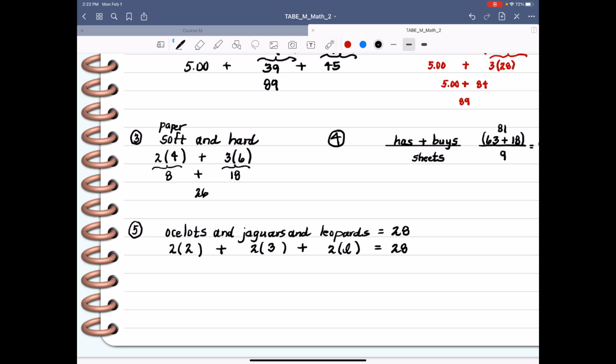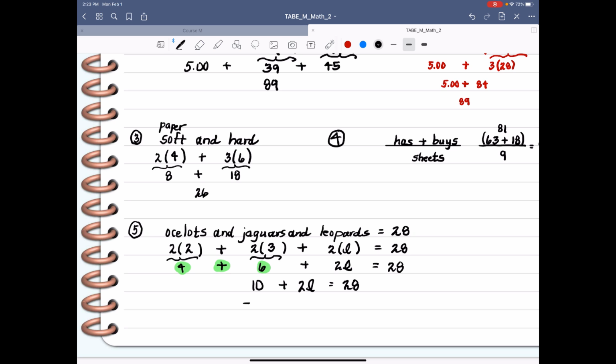So we're setting up an algebra equation here. We have 2 times 2, which is 4. We have 2 times 3, which is 6. And then we have 2 times L. And all of that equals 28. And then I can combine some like terms. There's the 4 plus the 6. That's a 10. Plus 2L equals 28.